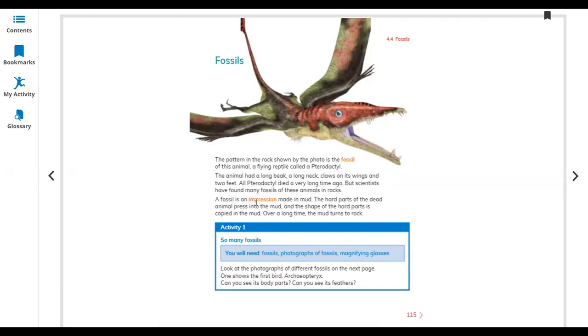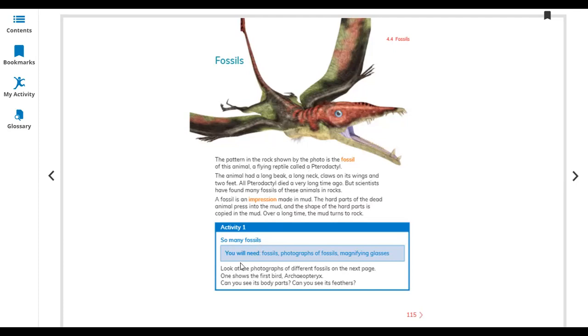So a fossil is an impression made in mud. The hard parts of the dead animals, mostly bone, pressed into the mud, and the shape of the hard parts is copied in the mud. Obviously, if there is mud and you press your hand hard, you can see your fingers on the mud. For a long time, the mud turned to rock. This is how the scientists found their fossils.